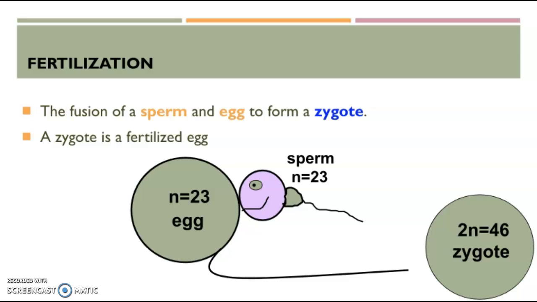So fertilization occurs, like I said. We have our egg cell 23 and our sperm cell 23, which come together to make a zygote with 46 chromosomes. And then, of course, that zygote will undergo mitosis to produce a living organism.